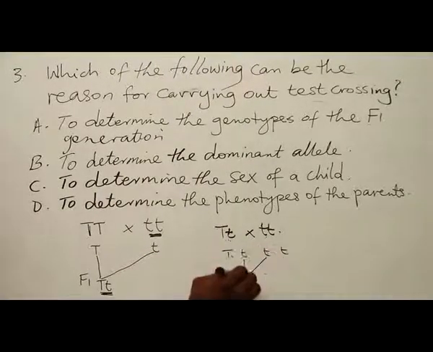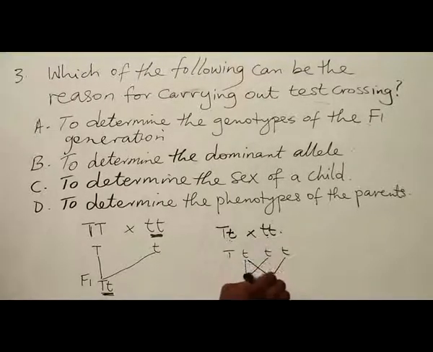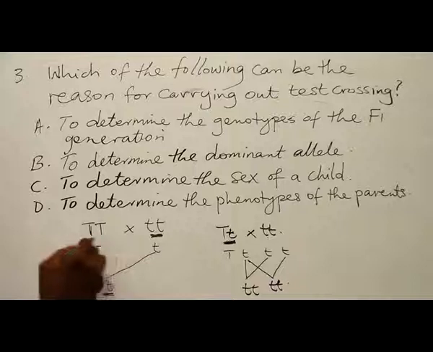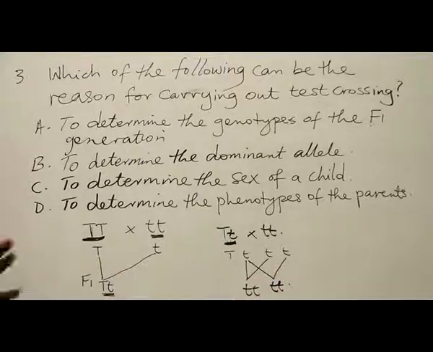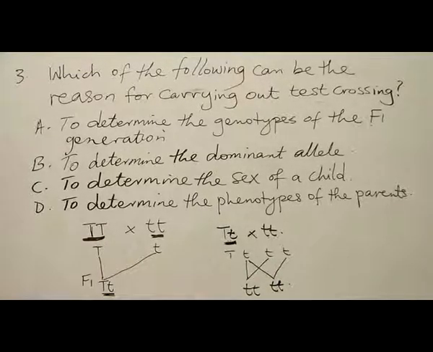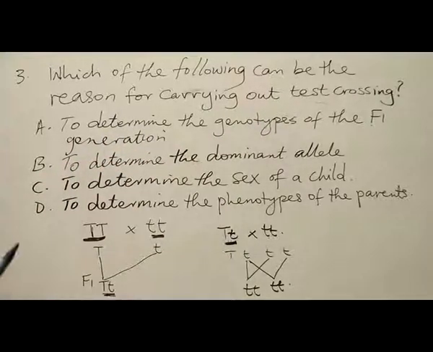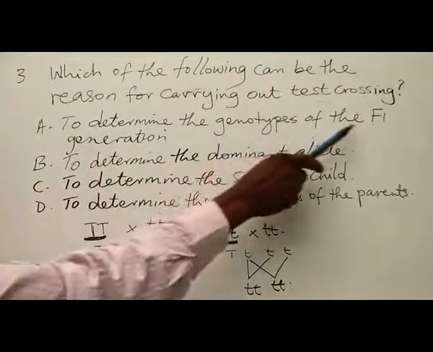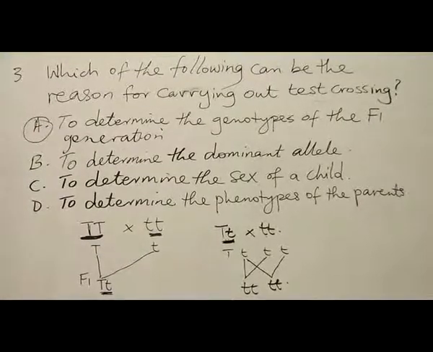If this one combined with this, it produces a short child. If this one combined with this, it produces a short child. So it means this person is not homozygous tall like the father or any of the parents that is tall, but heterozygous tall. The test crossing has proved it. So this is what the question is trying to find out from us: what is the reason for test crossing? Therefore, the one that explains it is to determine the genotypes of the first filial generation. So A provides us with the answer.